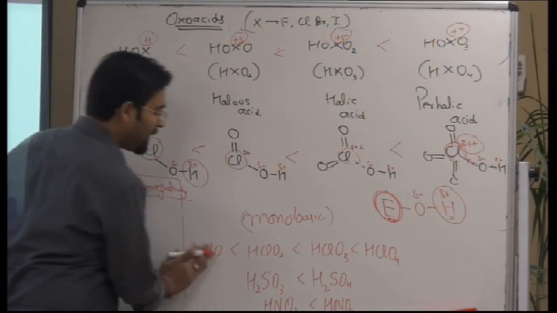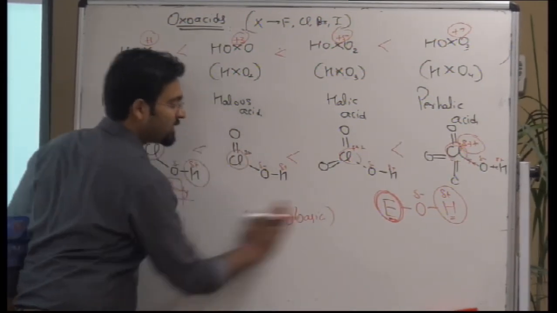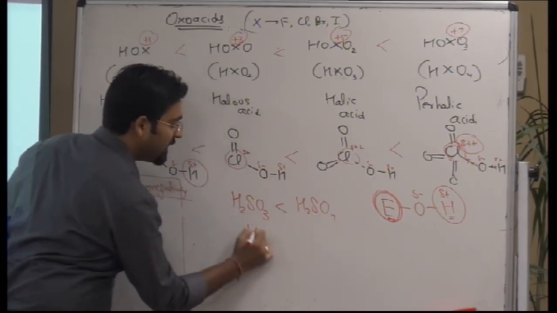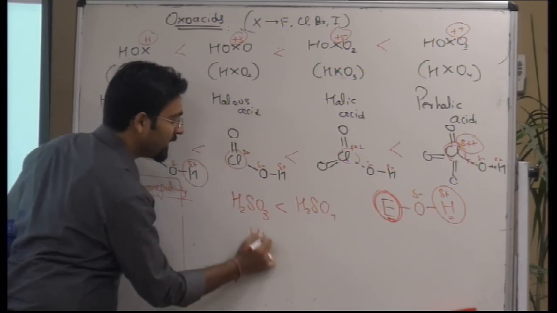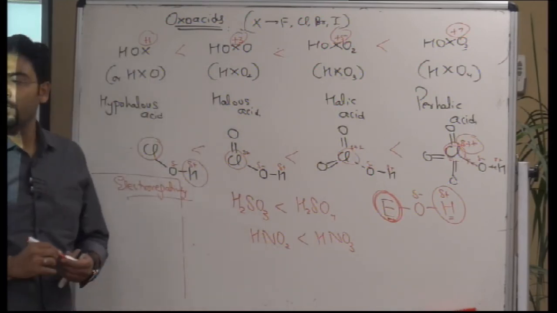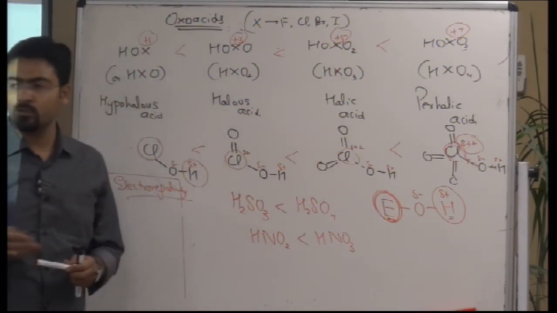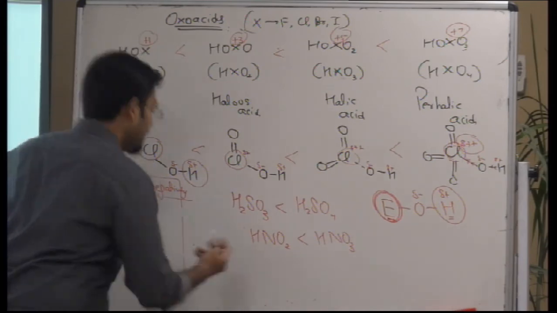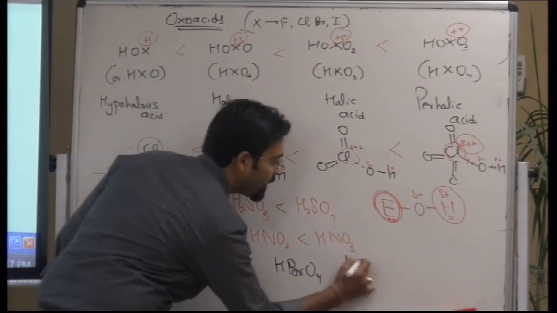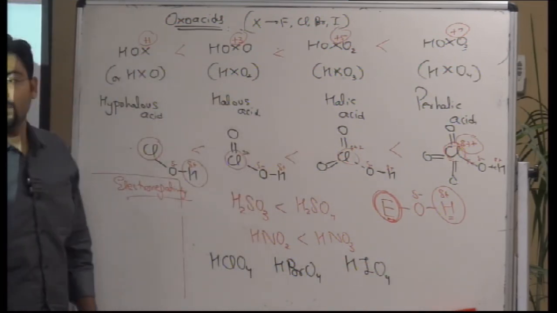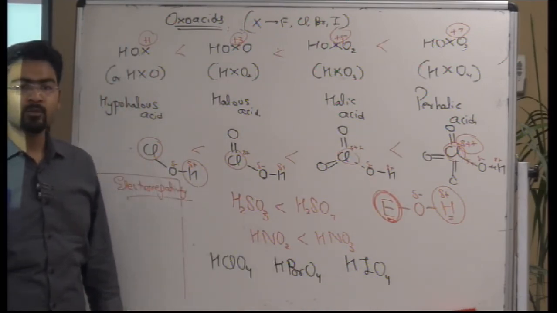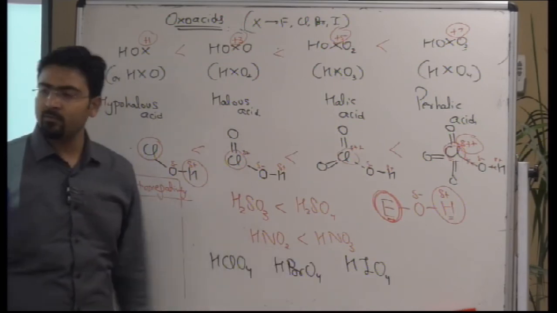The same reason applies to oxo acids of sulfur. H2SO3 is less acidic than H2SO4. The same reason applies to oxo acids of nitrogen. HNO2 is less acidic than HNO3. The same logic can be applied to similar kinds of oxo acids of group members, like HClO4, HBrO4, and HIO4. So I have perhalic acids of chlorine, bromine, and iodine. In this case, all of them are in +7 oxidation state.